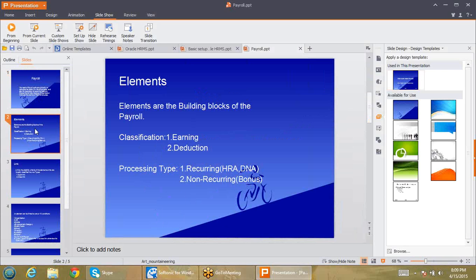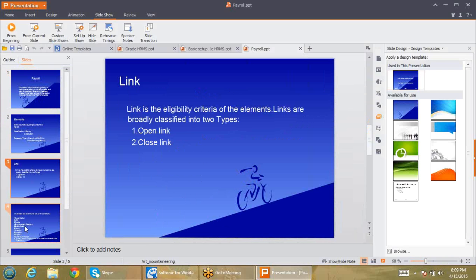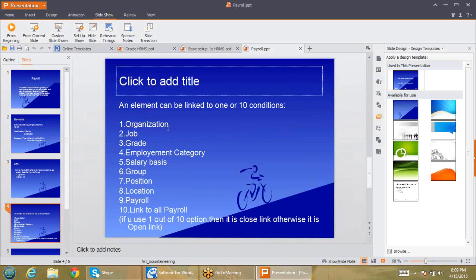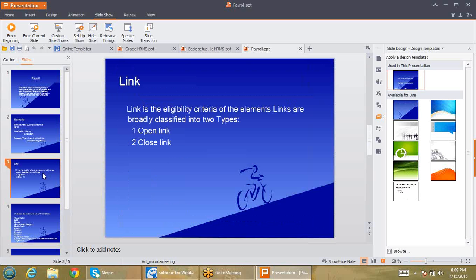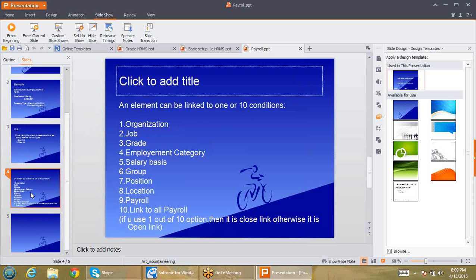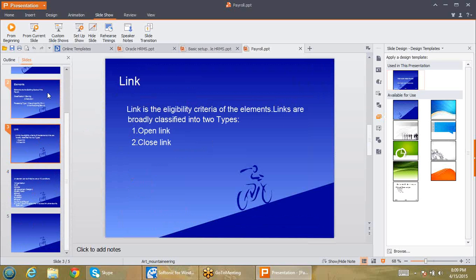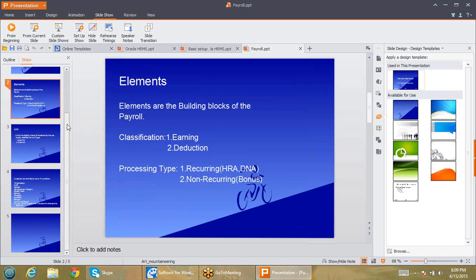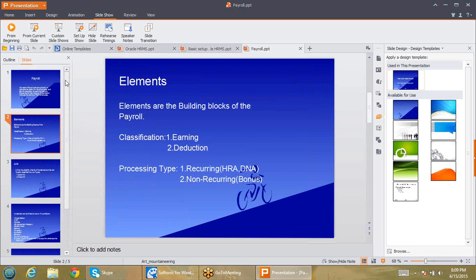HRA and all, like salary opening. These are the links. In the starting phase, it will be difficult for you to understand payroll. For payroll you have to do a bit more practice than the others.